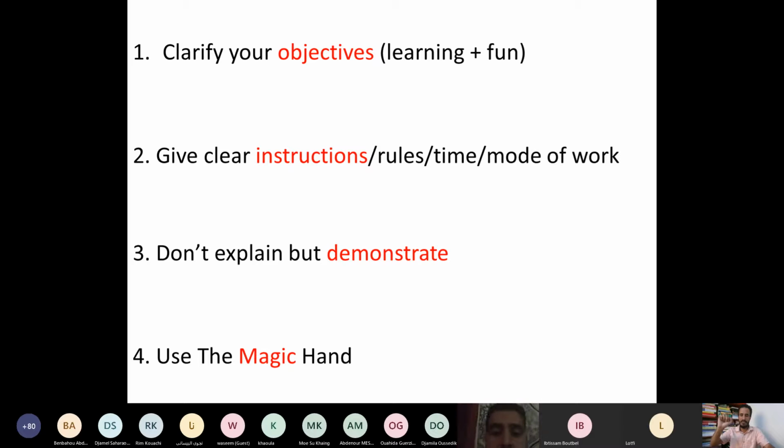Is my camera clear, by the way? Yes, Ibtissam? Yes, it is clear for me.